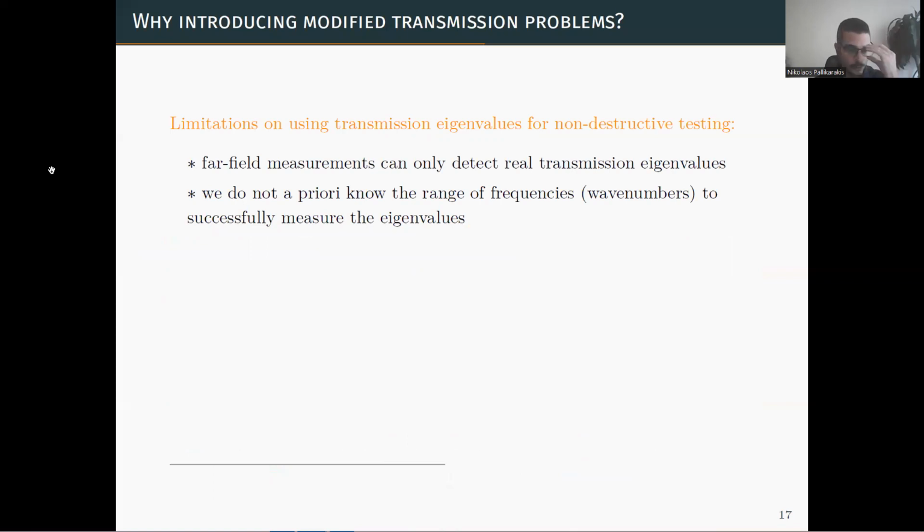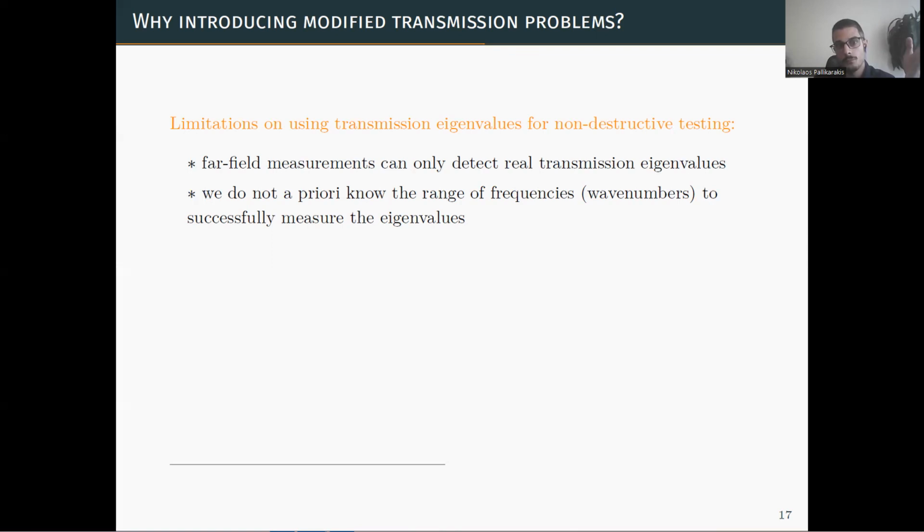Firstly, I want to show you the necessity of introducing modified transmission problems. This came from the application, because there are some limitations on using transmission eigenvalues in non-destructive testing. First of all, as I said in the introduction, we can use far-field measurements to detect the position of the transmission eigenvalues, but this is possible only for real eigenvalues. And since this problem is complex and non-self-adjoint, complex eigenvalues also exist. So there are cases where, for example, real eigenvalues might not exist at all if the medium is absorbing.